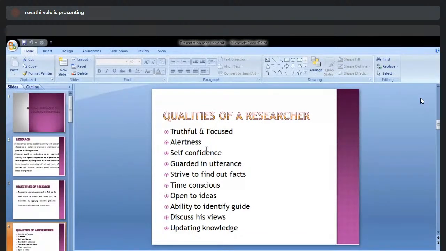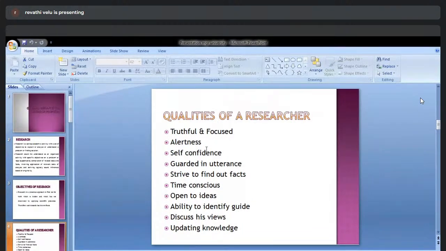Open to ideas. So being a researcher, you will be collecting all the primary data, secondary data, everything. So you have to come out with the ideas and you have to get suggestions and ideas from others also, from the public, from the website. So you should be open to all the ideas, and have the ability to identify the guide. So being a researcher, you can get guidance from others also. So you should have special skills and knowledge according to what you're going to do.